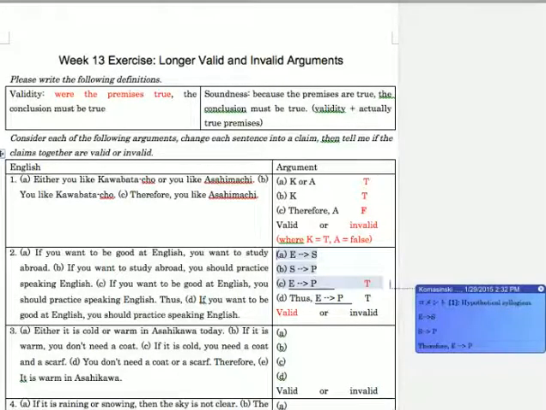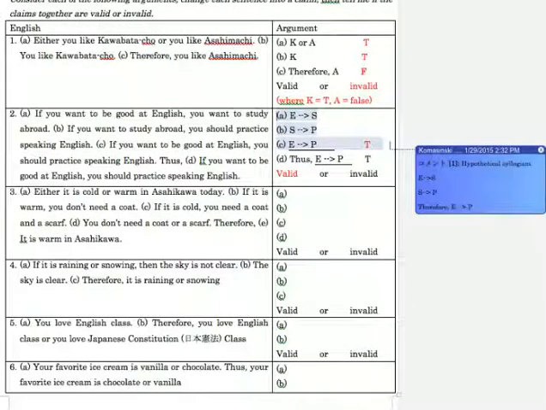And now I want to do the problem. So now I'm going to go over the problem that we skipped in class. So it's either cold or warm. Warm, no coat. Cold, coat and scarf. No coat or scarf.